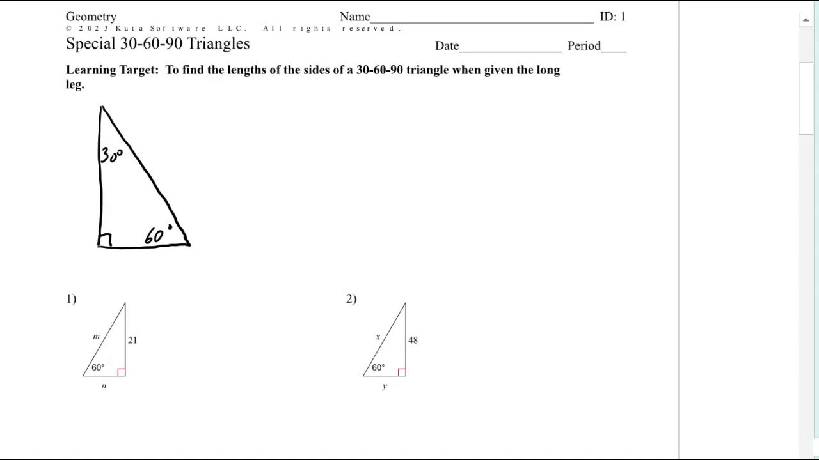Hello geometry students. Today's learning target is to find the lengths of the sides of a special 30, 60, 90 triangle when you are given the long leg. Before we do that, let's review a little bit.